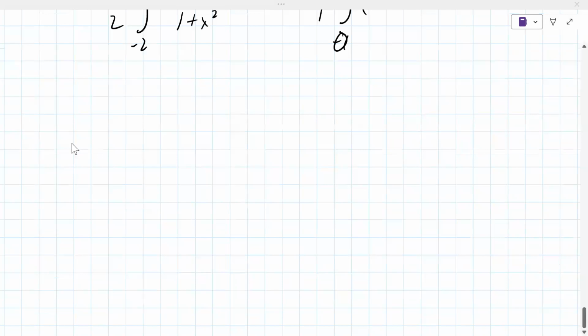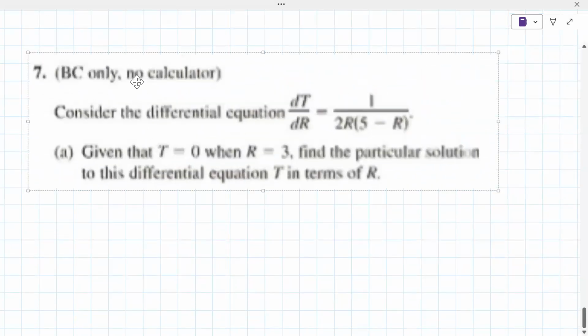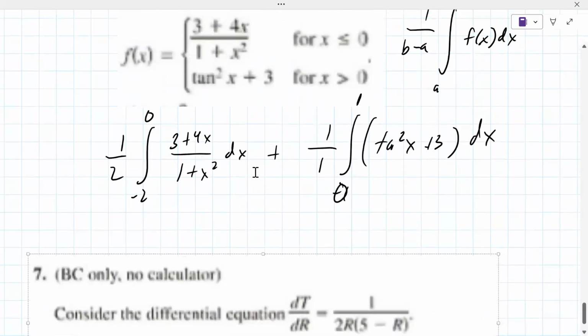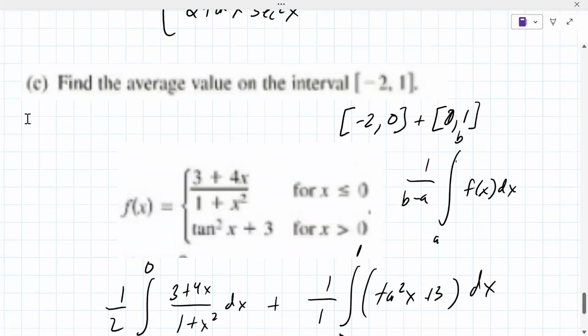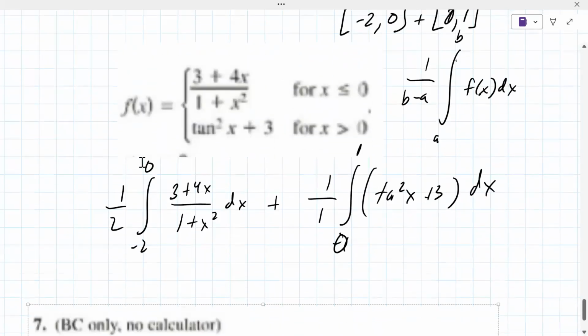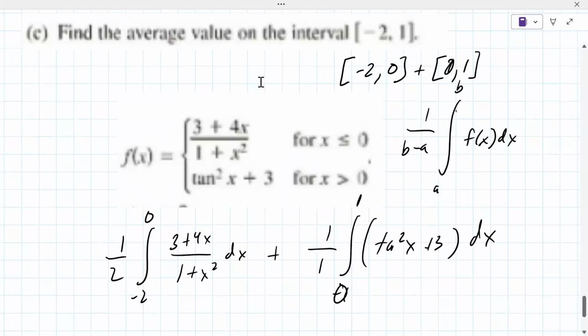All right. No calculator. Oh, you know what? The previous problem had no calculator, by the way. That's pretty rough. Actually, what I gave you is wrong. That's not how to find the average value. This would be true if we were doing the derivative, which we don't have to do. So actually, there's way less work to do here.